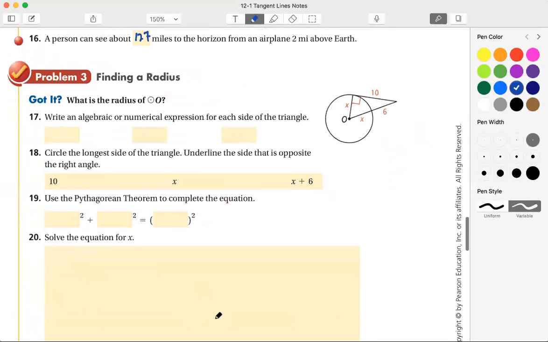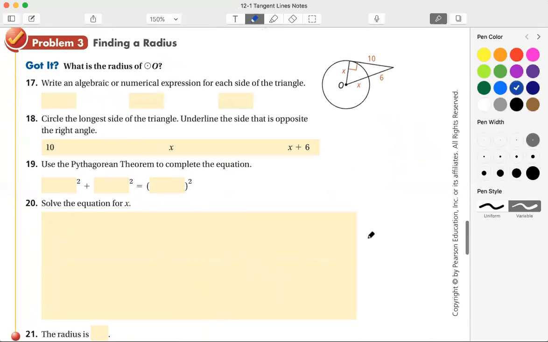Okay. So what is the radius of circle O? So we're going to write an algebraic or numerical expression for each side of the triangle. So one side of the triangle is x. The other side of the triangle is going to be 10. And then the hypotenuse is going to be x plus 6. So the longest side of the triangle is going to be x plus 6. The side opposite the right angle is x plus 6.